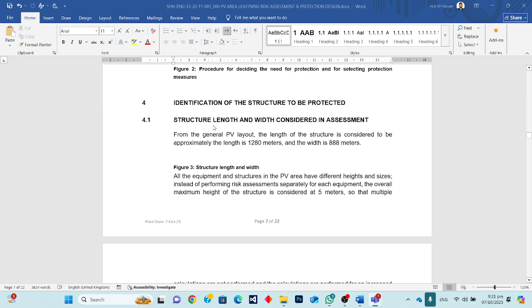Then we will move to the identification of the structures to be protected. Structure length and width considered in assessment. Basically, I have considered a PV plant. The length will be 1280 meters and 880 meters is the width of the whole power plant. I will mention that in that area.